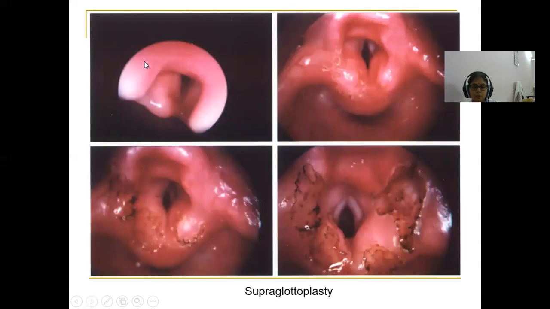So that's how the laryngomalacia larynx looks like. So you are trying to release the aryepiglottic fold. That way you're going to widen the laryngeal inlet. This is supraglottoplasty.